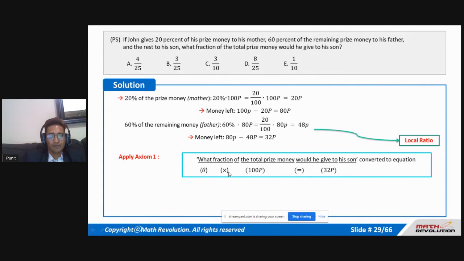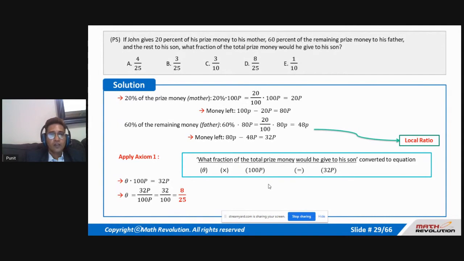Fraction is all about multiply. Of is multiply. So what fraction is theta. Of is multiply. Total prize money was 100. Would he give? So that becomes equal to, and his son. To his son, he will give 32p. But we need to find the fraction out of total. So theta becomes 32p over 100. P gets cancelled, we get 32 over 100. It is a fraction that can still be simplified to get the answer as 8 over 25.